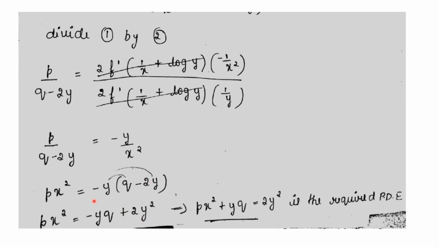So bring both these terms to the LHS. So px square, minus yq also has to be brought to the LHS, so you get plus yq. Next minus 2y square, or you can write it as equal to y square. That is the required partial differential equation.